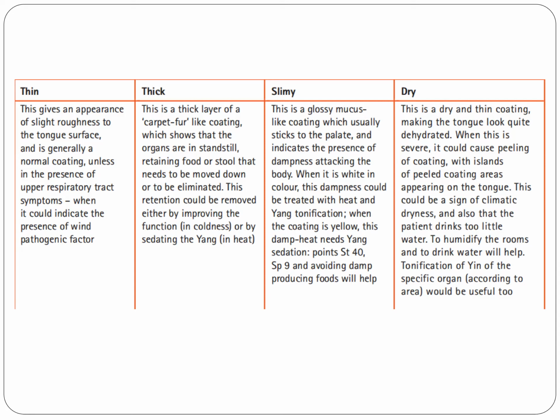Then the last is dry tongue coating. This is a dry and thin coating, making the tongue look quite dehydrated. When this is severe, it could cause peeling of coating, with islands of peeled coating areas appearing on the tongue. This could be a sign of climatic dryness and also that the patient drinks too little water. To humidify the rooms and to drink water will help. Tonification of yin of the specific organ according to the area would be useful too.